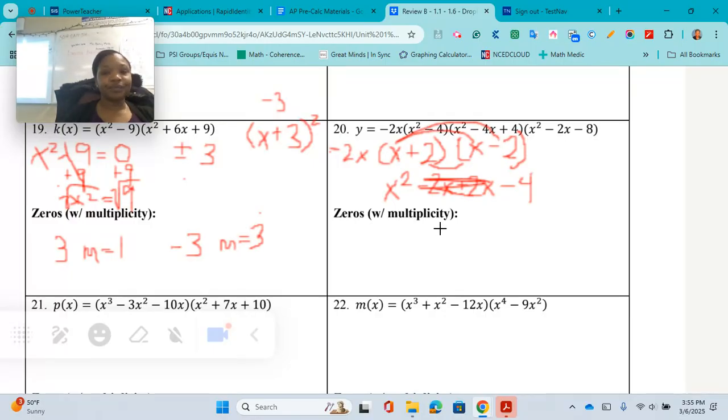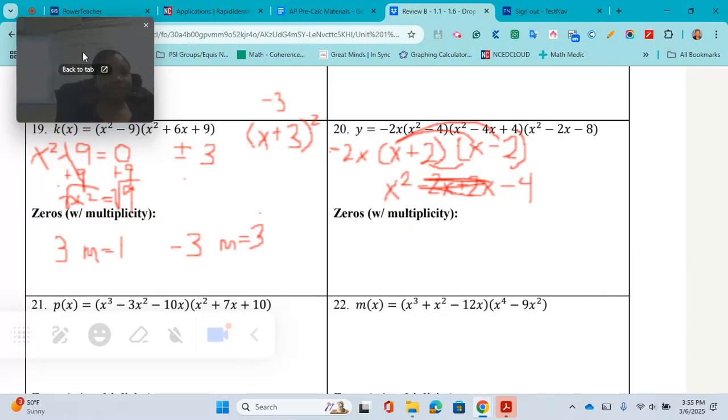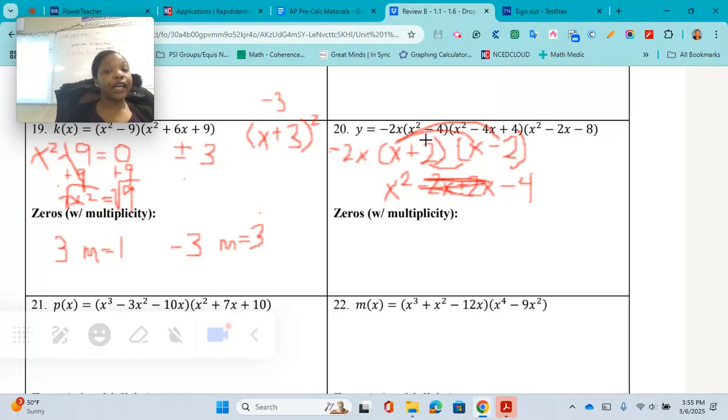Oh, so you're breaking it down? Mm-hmm. So we're breaking it down. We're breaking down that factor. We're actually factoring it. We're trying to break it down even more.